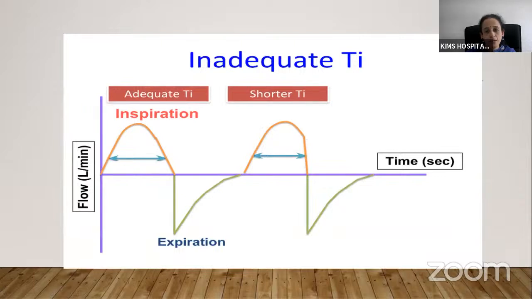So what will happen if there is inadequate I time? We have kept a very short I time, so we are not allowing the inspiration to get completely normal to the baseline. Here the inspiration is suddenly dropping to the baseline, and then the baby is going into the expiratory phase. So you can assess the adequacy of the I time with the flow scalar.